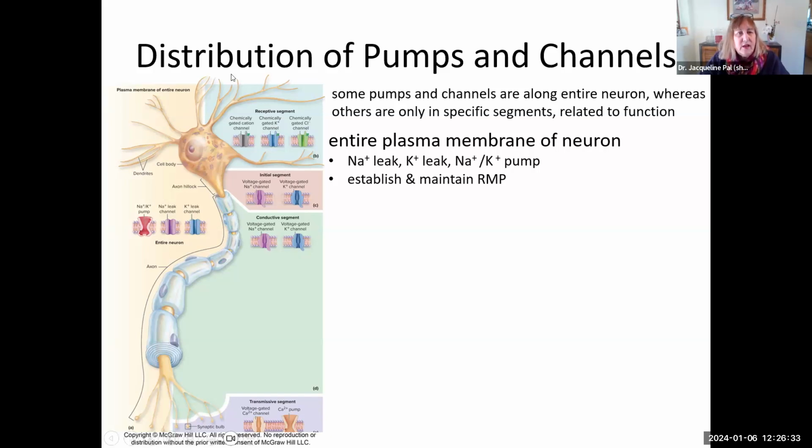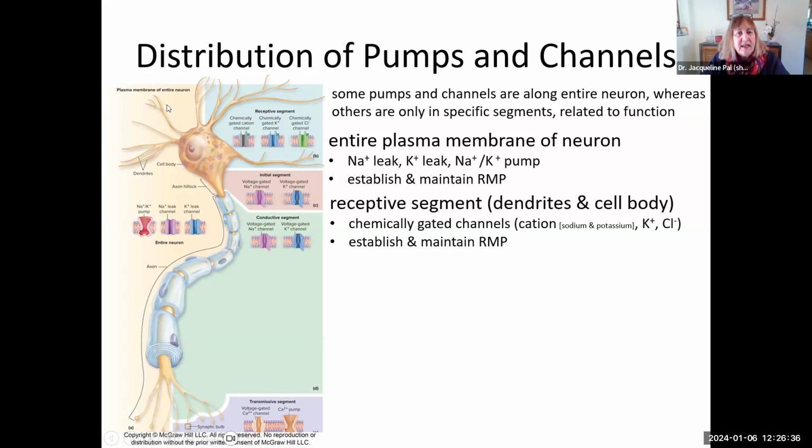Okay. Then if we look up here where the dendrite and the cell body is, this is called the receptive segment of the neuron. And up here we have chemically gated channels. Specifically, we have potassium channels, chloride channels, and what we call cation channels. A cation channel is one channel that lets sodium go in and potassium go out in the same channel. So those are the three types of channels that are found up there. And this also lets it establish and maintain the resting membrane potential.